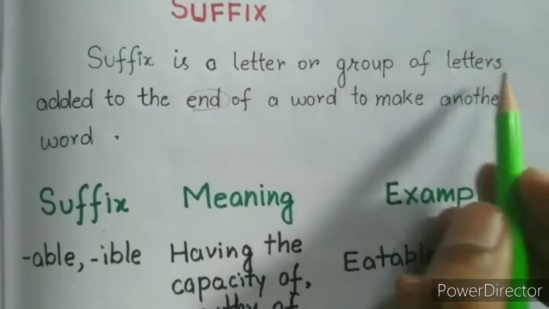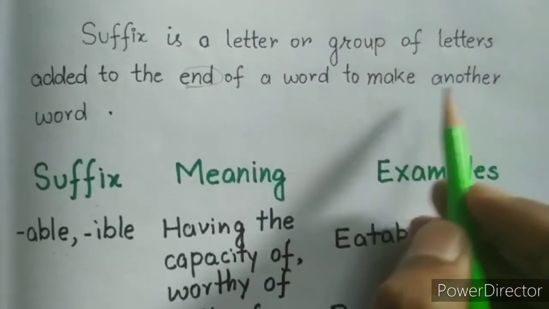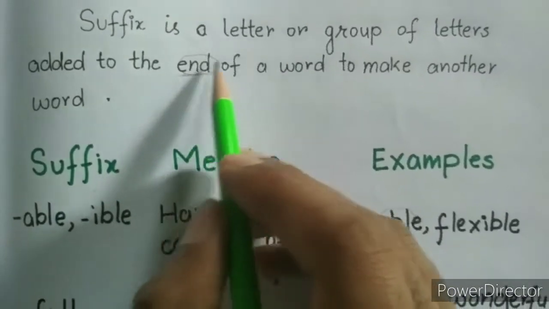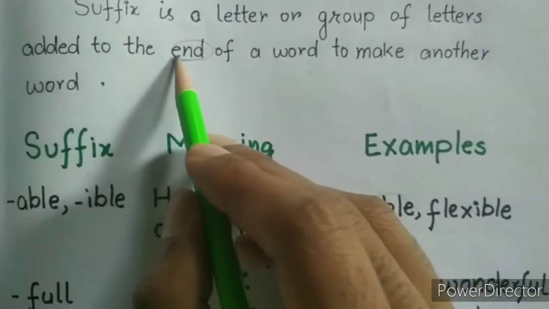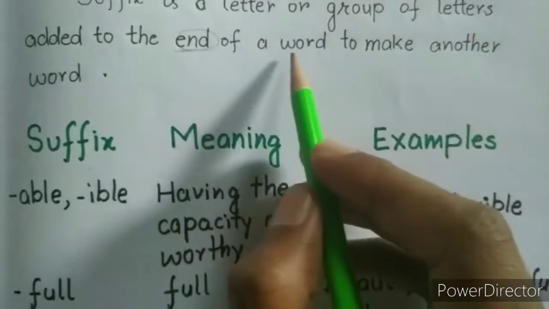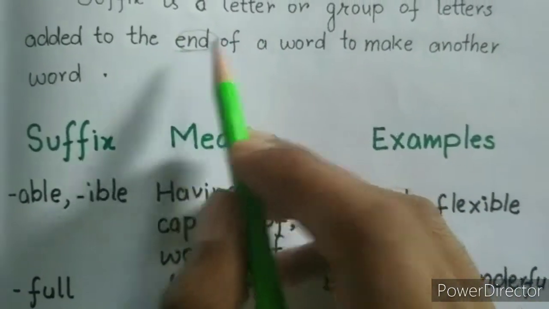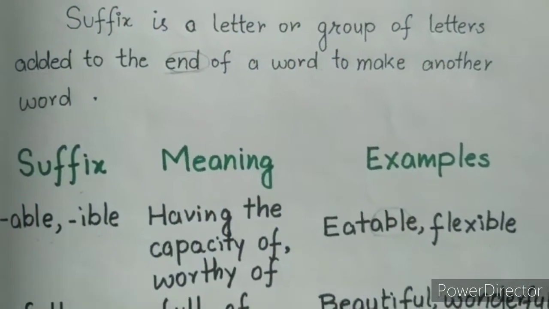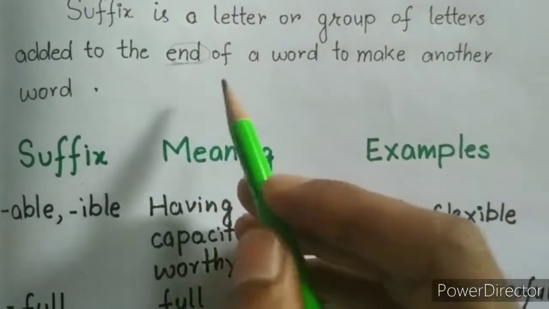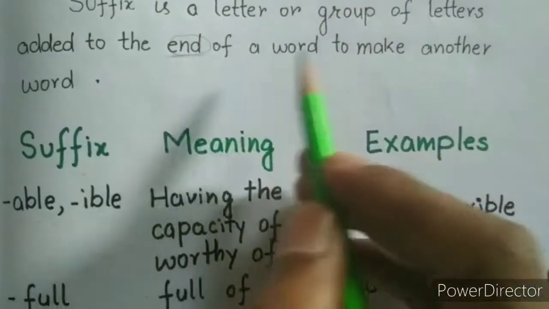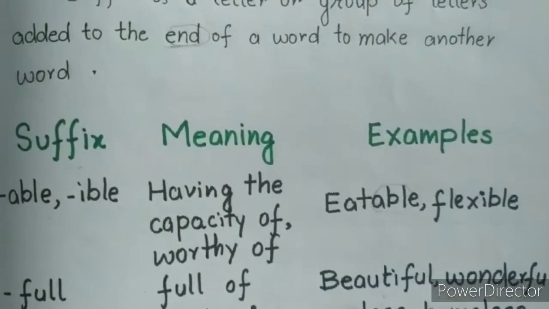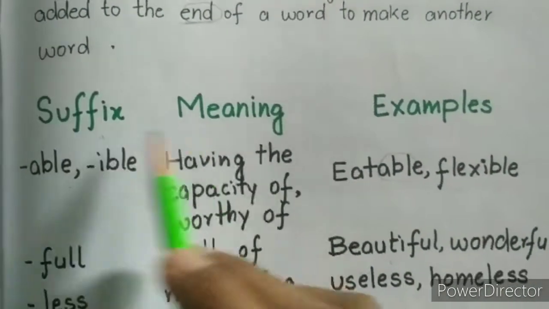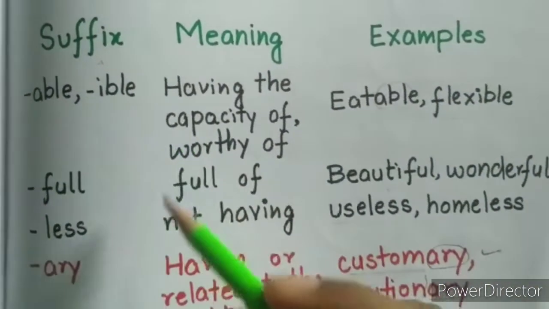Suffix is a letter or group of letters added to the end of a word to make another word. Well, it simply means one or more letters that are put at the end of words, right? At the end of a word. So you can easily find the difference. Prefixes are put in the beginning and suffixes are put in the end of words. They function the same way, they simply change the meaning of the word. So a few suffixes with their meaning and examples are written here.